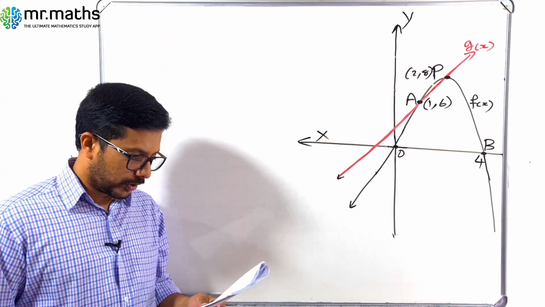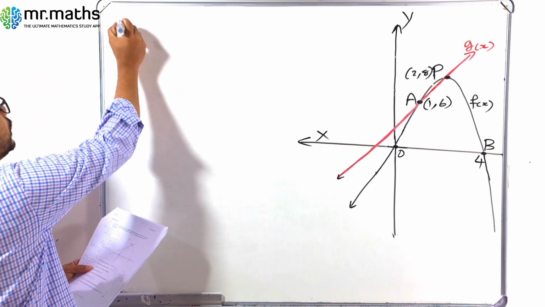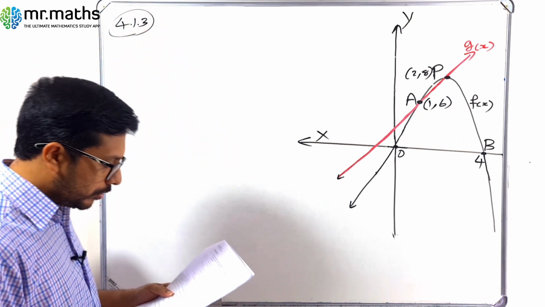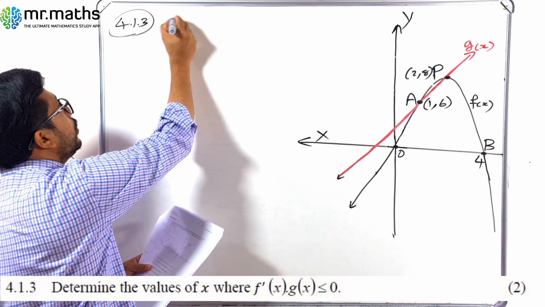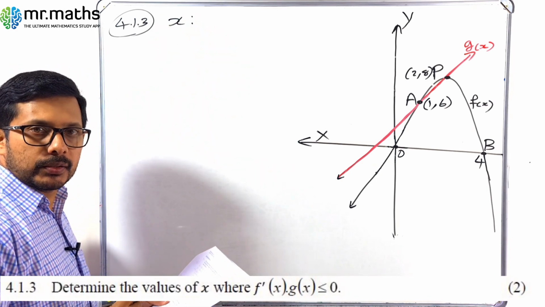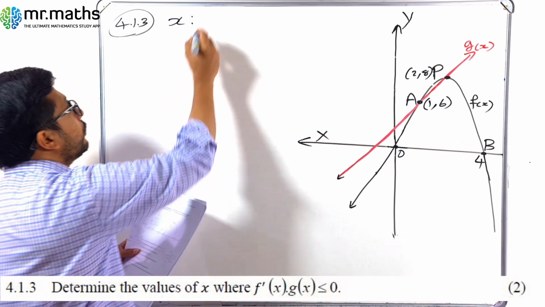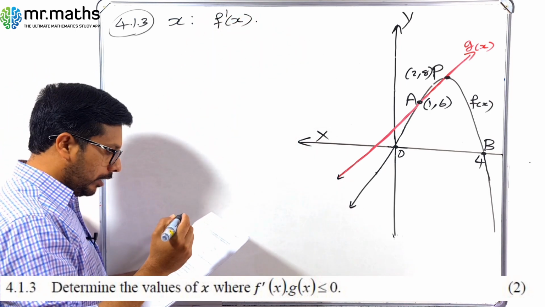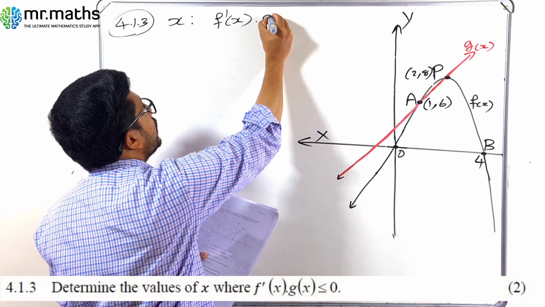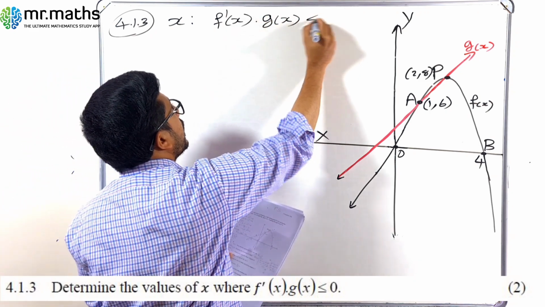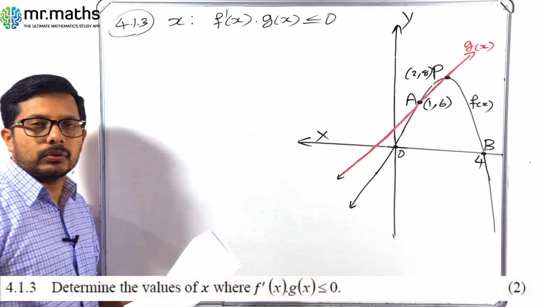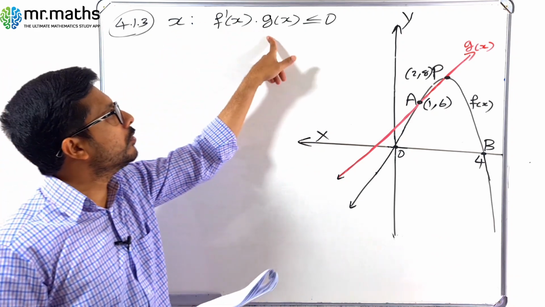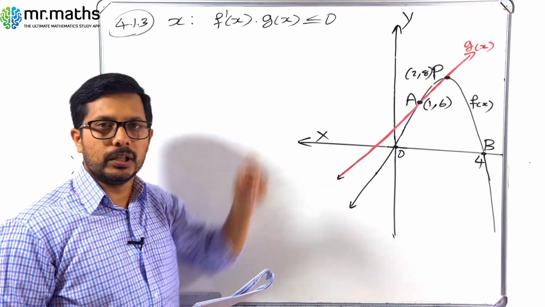Okay, let's move to the next question. Question number 4.1.3. What is that question? Determine the values of x. So it means that you have to find the values of x. And what is the condition? F dash of x. F dash means first derivative. F dash of x into g of x is less than or equal to 0. So you have to find the values of x where f dash of x into g dash of x is less than or equal to 0.